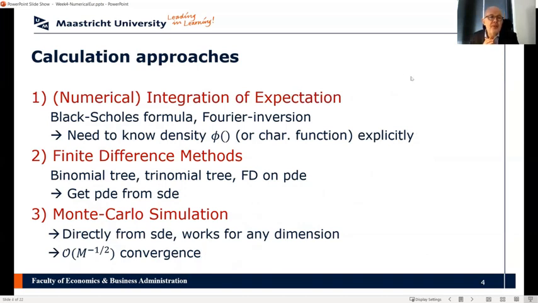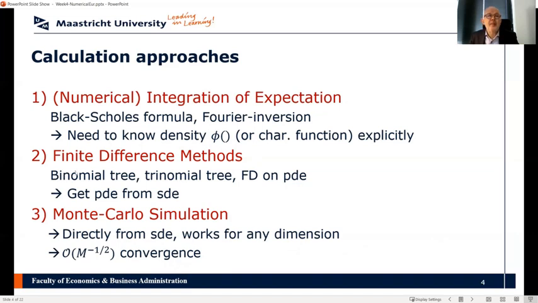The three calculation approaches I'm going to be talking about: first of all is the direct integration of the expectation. Basically the Black-Scholes formula, where we actually do a closed form integration. And something else which is quite powerful but is not very well covered in the book of Yoshi is this idea of using Fourier transforms or characteristic functions, which is also basically a numerical integration of the expectation.